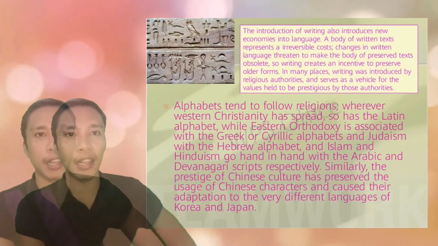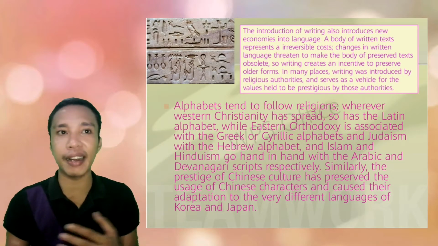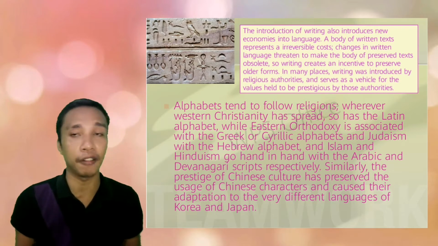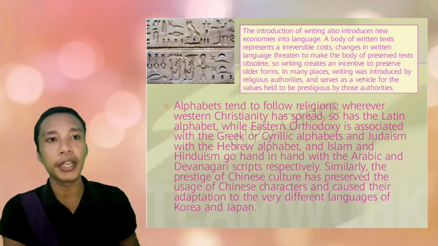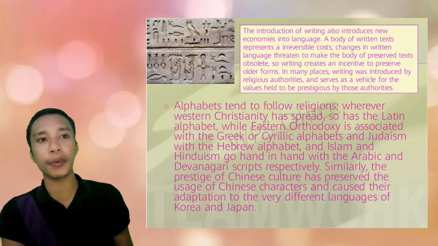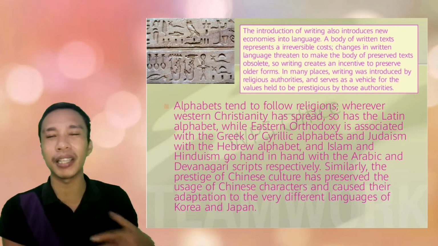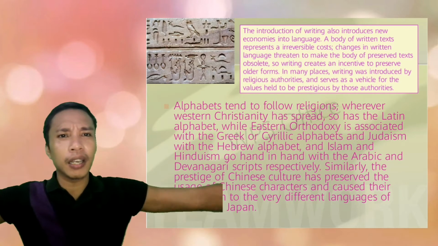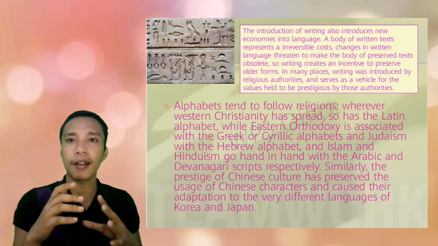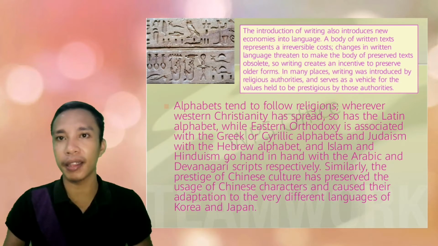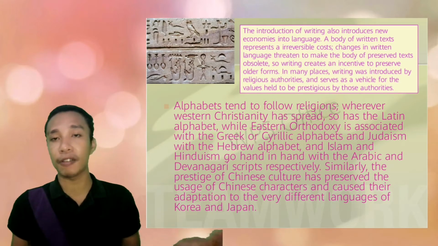All right, so alphabets tend to follow religions. Wherever Western Christianity has spread, so has the Latin alphabet, while Eastern Orthodoxy is associated with Greek or Cyrillic alphabets, and Judaism with the Hebrew alphabet, and Islam and Hinduism, and so on. All right, so in other words, religion has played the key role when it comes to spreading alphabets.